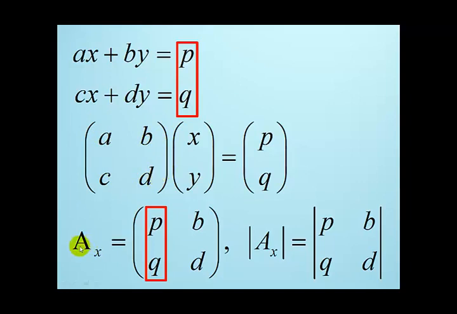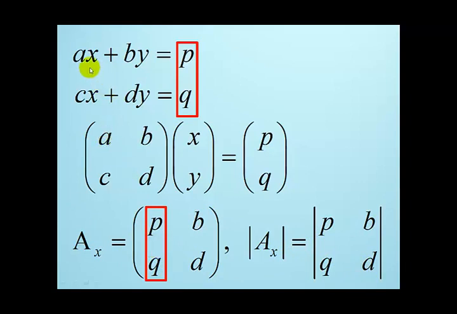Now we have to find AX, that is A subscript X. With the X, the second column remains the same, but the first column, that is AC, is replaced by the constant PQ. So AX equals PQ BD. So the determinant of AX will be the determinant of PBQD.